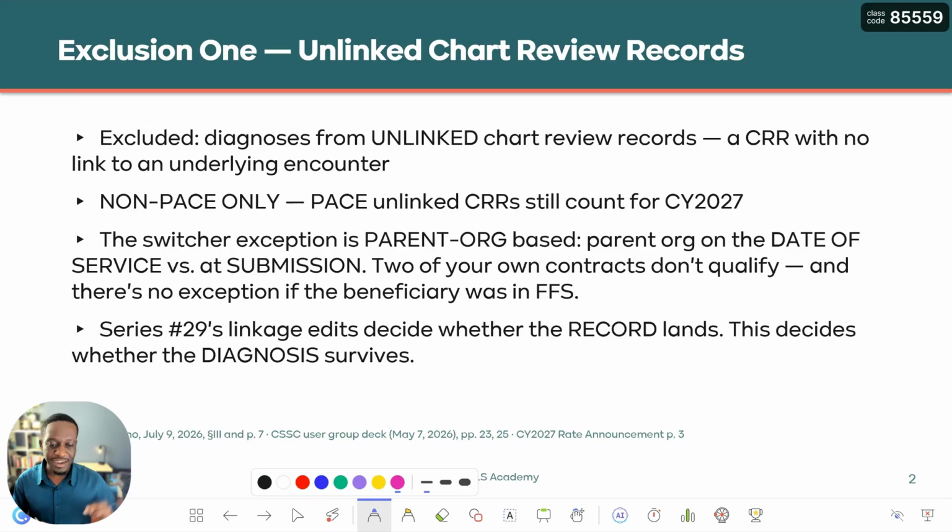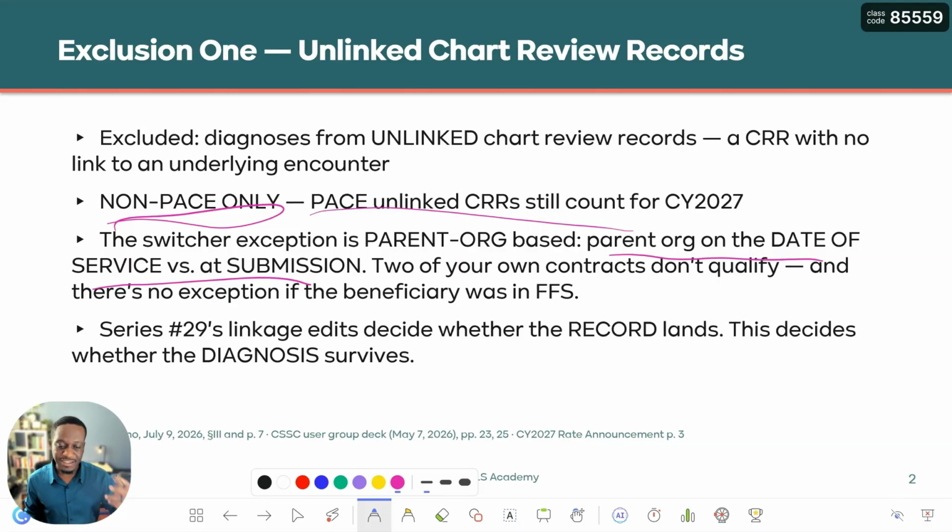So they are excluded diagnoses that are coming in from unlinked chart review records, meaning the chart review records that are not linked by ICN to the parent encounter data record will not be included. This has an exception. This is only applying to non-PACE plans only. So PACE unlinked chart reviews records continue to be used for payment year 2027. There's also the switcher exception, and this is for parent org based, meaning parent orgs on the date of service versus submission to your own contracts don't qualify. And there's no exception if the beneficiary was in fee-for-service.